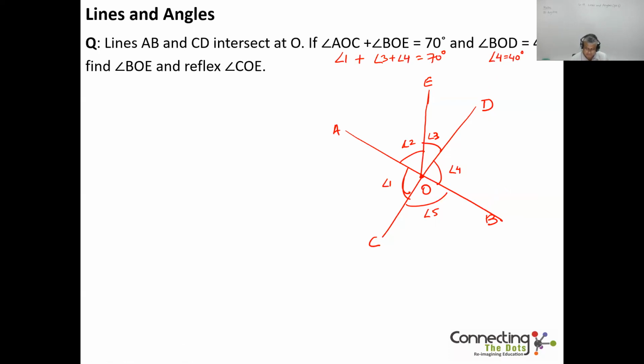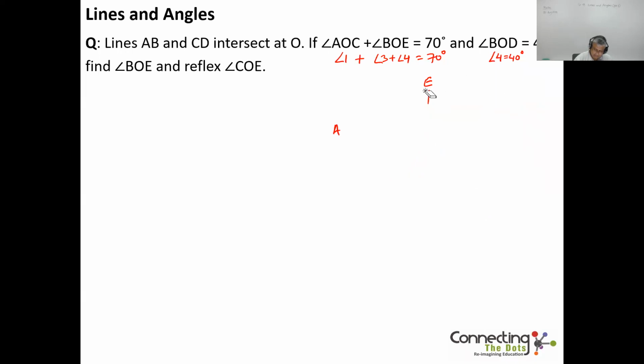We are supposed to find BOE. I think the diagram is missing. So what we'll do is I'll get the diagram from the book and then we will mark the angles. Then it is pretty straightforward. We'll solve this in our next class.